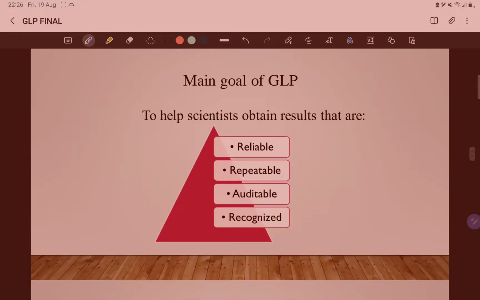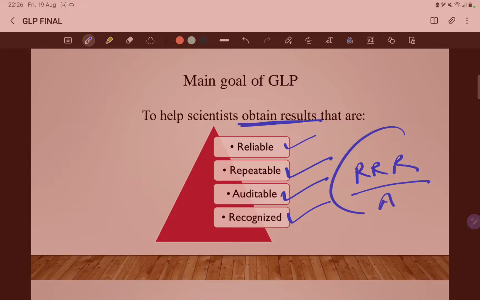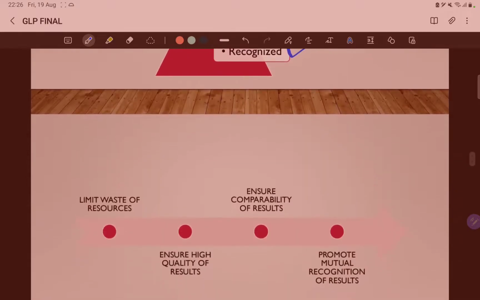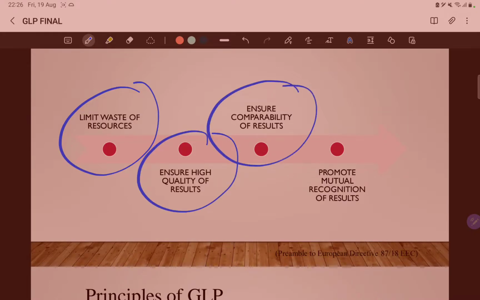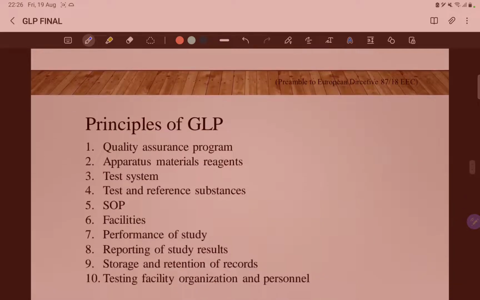What is the main goal? To obtain results that are reliable, repeatable, auditable, recognized. So there are 3 R's and A. Okay, triple R and A: reliable, repeatable, recognized and auditable. It also limits the waste of resources, ensures high quality of results, ensures comparability of results and promotes mutual recognition of the results.